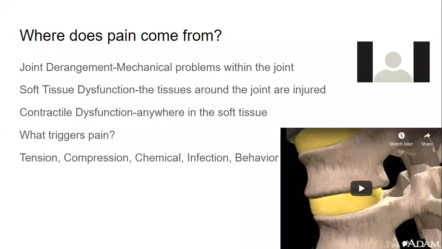But we also look at joint derangement, which means the joint itself has problems. We have issues within the joint not moving the way it should, just like a door that isn't hung right might not close. Soft tissue dysfunction, that's when the tissues around the joint are injured and not behaving the way they should. Contractile dysfunction, that's where within the muscle belly itself, the muscle doesn't want to stretch. And these tissues all have different pain responses based on tension or compression, chemical irritations, infections, behaviors in your lifestyle.